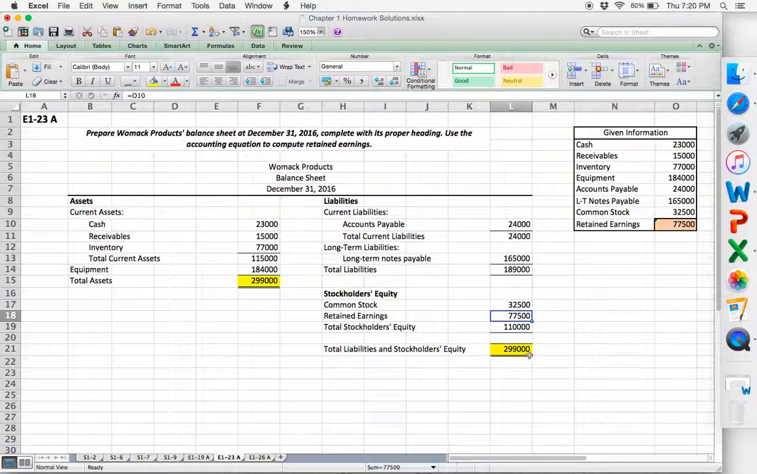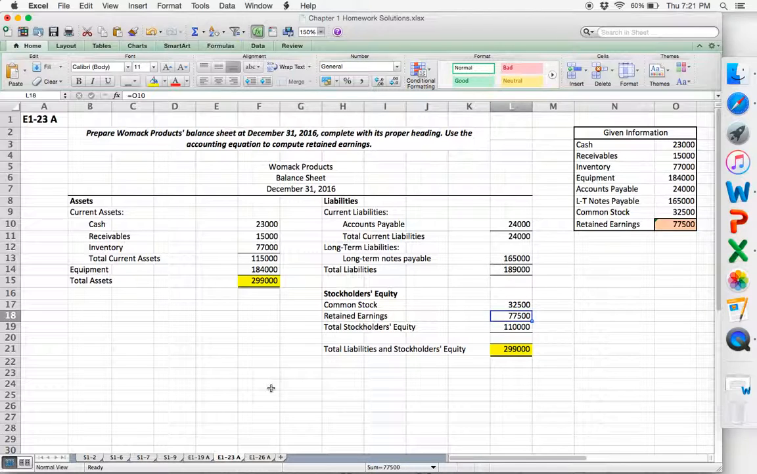to get $299,000. And I highlighted these two numbers in yellow so you can see that these numbers have to balance in order for this financial statement to be correct. Hence why it's called the balance sheet. If something is off, that means you have to go back, play detective, and figure out what you did wrong.